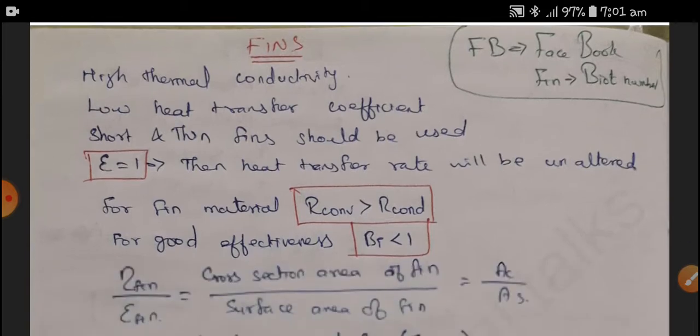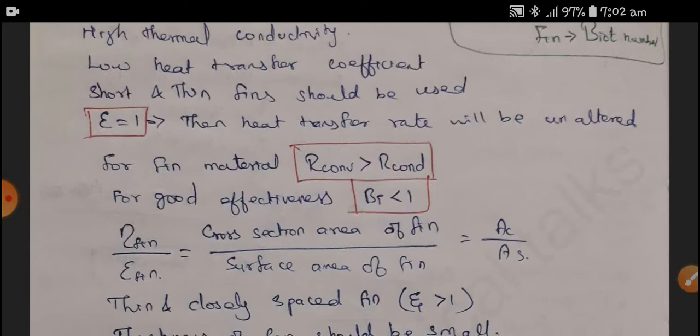For the fin material, the convective resistance is more than the conductive resistance. Therefore, R convection is greater than R conduction. So, for good effectiveness, the Biot number should be less than 1. Then you have to remember these things. The effectiveness of the fin is equal to the cross-sectional area of the fin divided by the surface area of the fin, that is Ac divided by As.